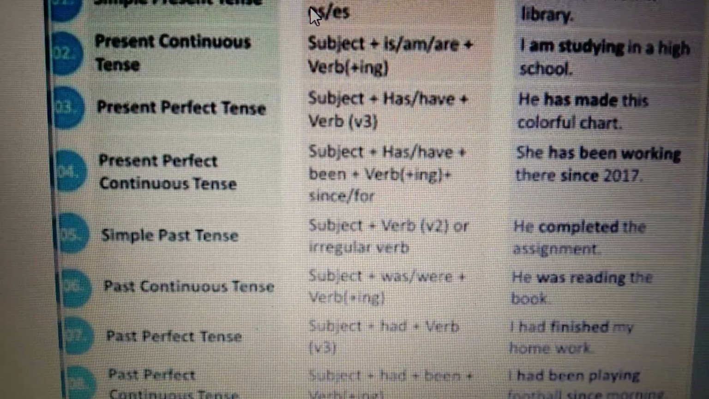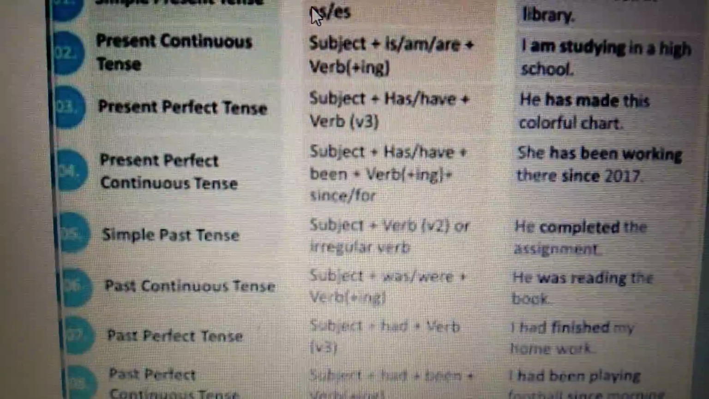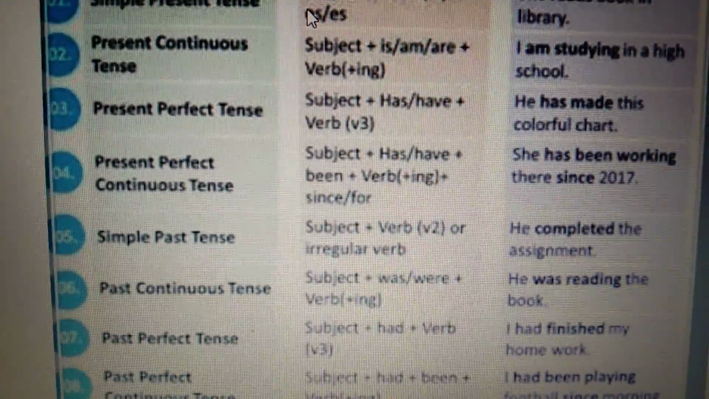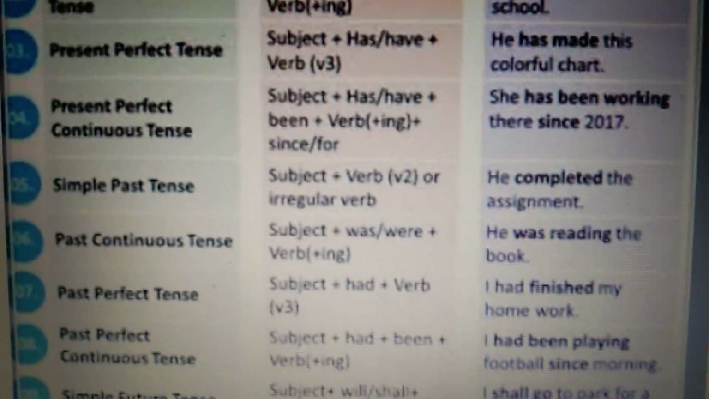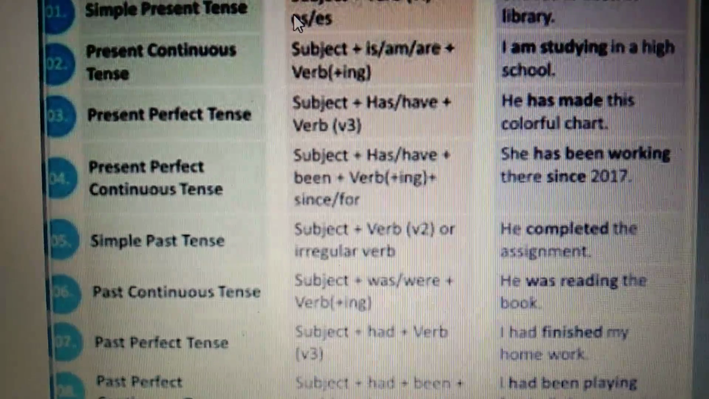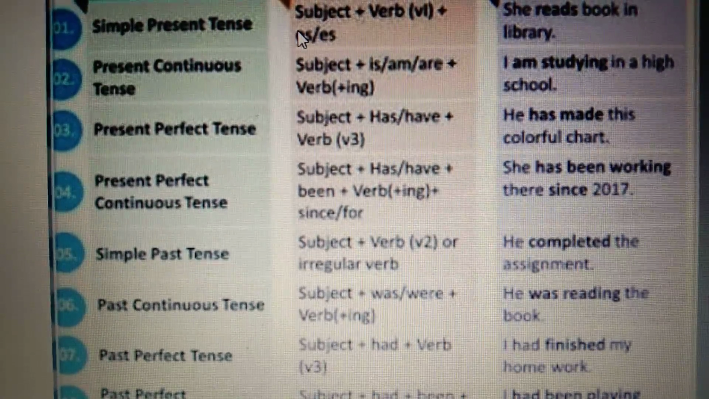For example, he has made this colorful chart. To change into negative, we add not between has and the verb. He has not made this colorful chart. And to change into interrogative, we will bring has to the beginning of the sentence. Has he made this colorful chart?